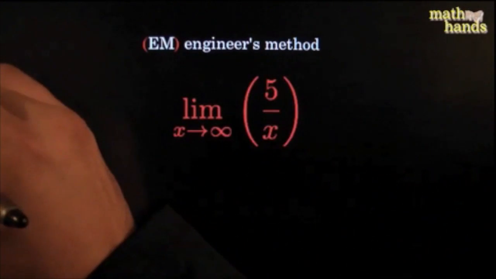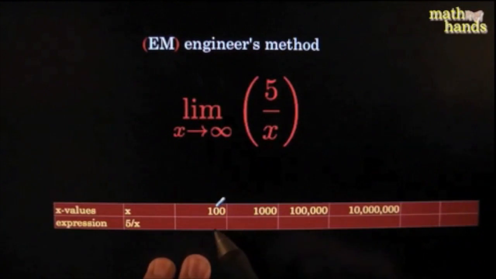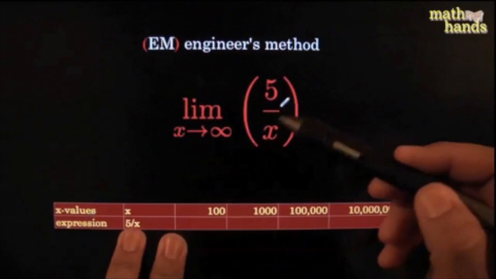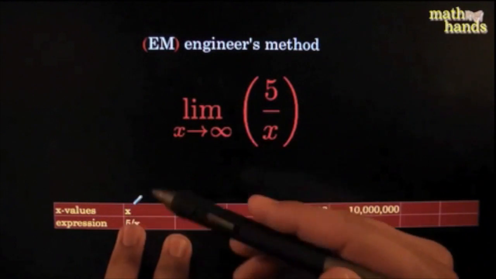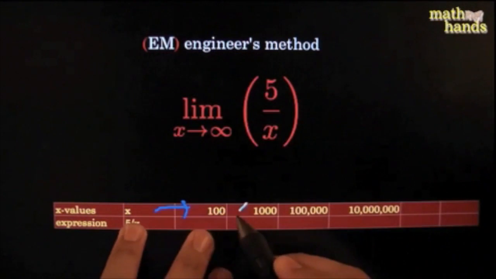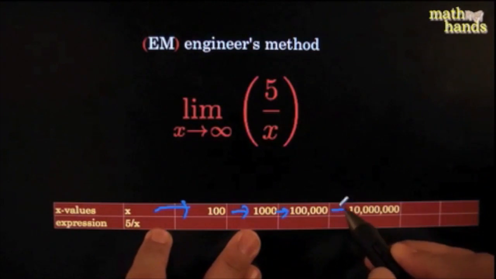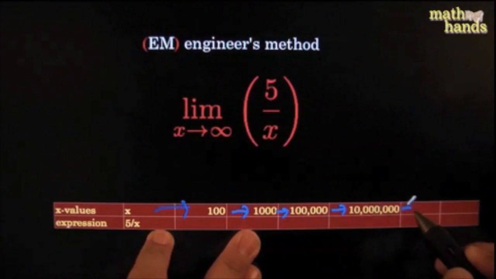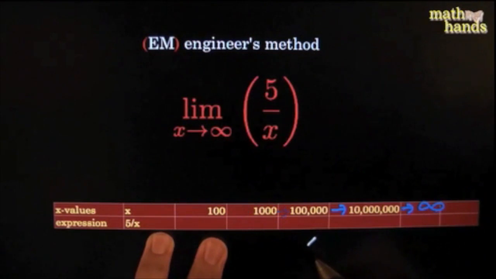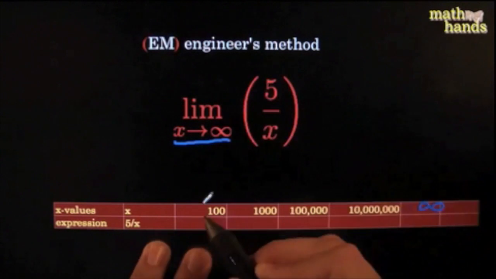Clear? You'll see. One way to do it is to make a little chart with two things happening: the x values and the expression. I want the x values to be going towards infinity. See, this goes to 100, then 1,000, then 100,000, then 10 million. My x values are going towards infinity. And as x moves towards infinity, I want to know the best prediction of 5 over x.